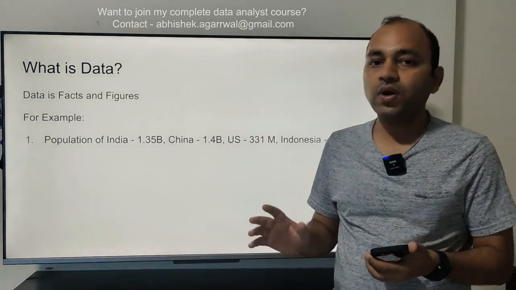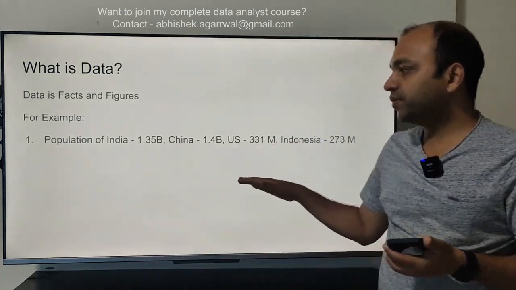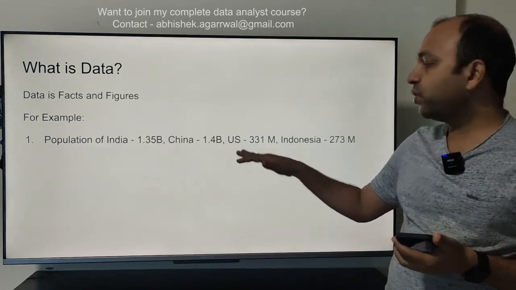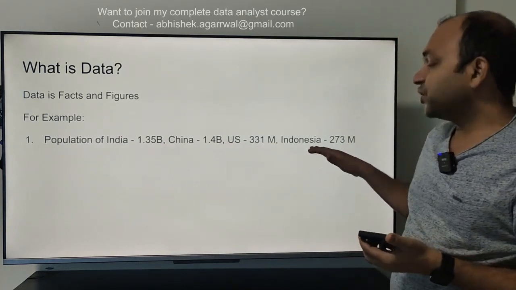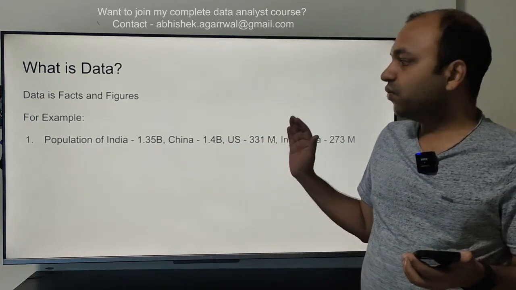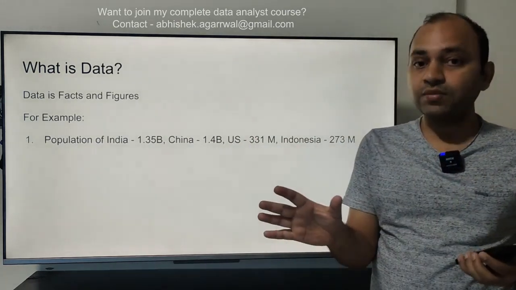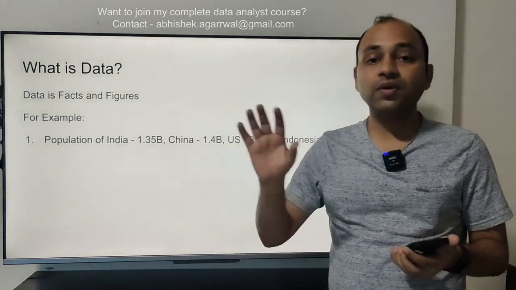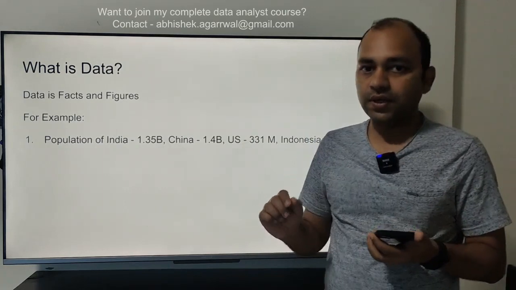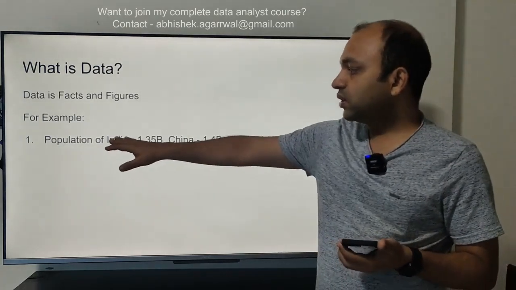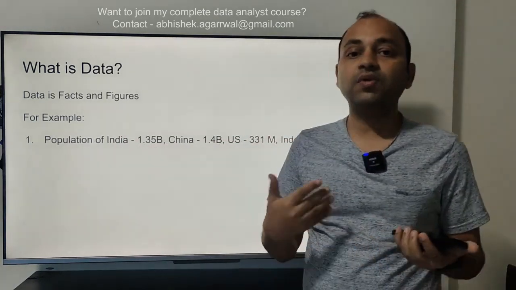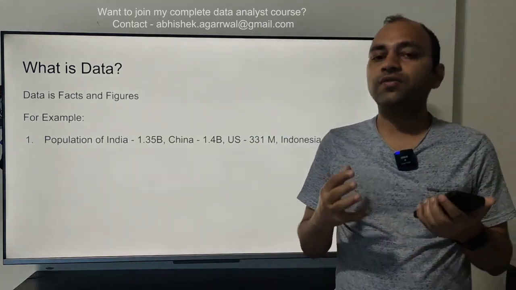The first example I have for you is the population of India, which is 1.35 billion, in case of China 1.4, US 331 million, Indonesia 273. So what I am saying over here is that this is one form of data. I will show you 4 more examples, but this is one form where we are collecting data about the population of various countries, right? So it's facts and figures. These are your figures 1.35, 1.4, 331, and again the name becomes what? Fact. So it's a collection of lots of facts and figures.